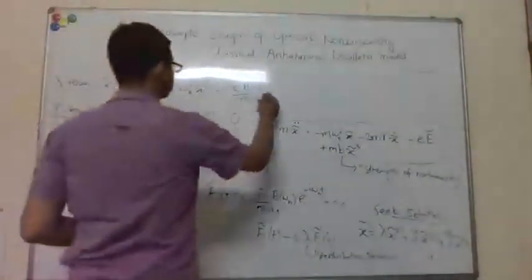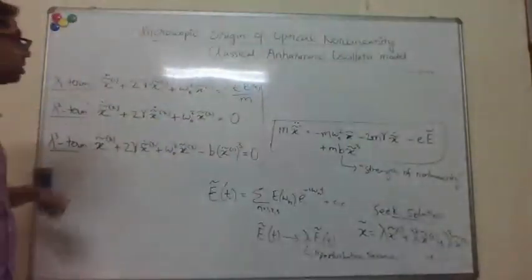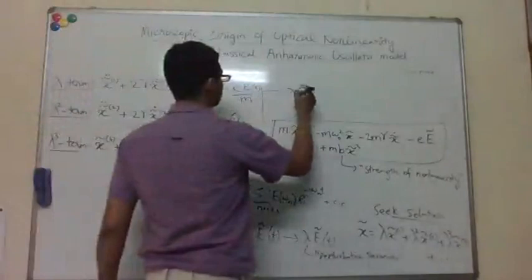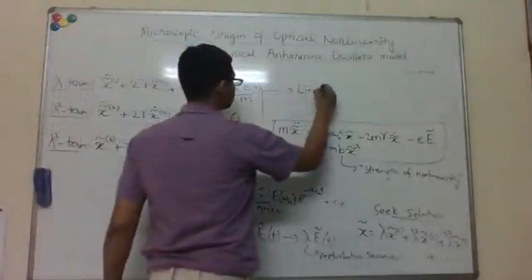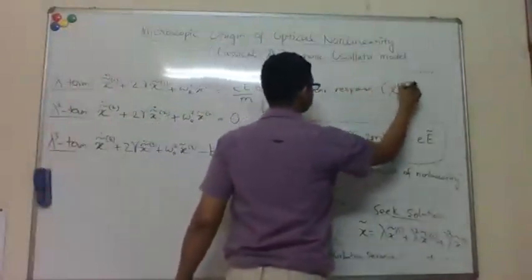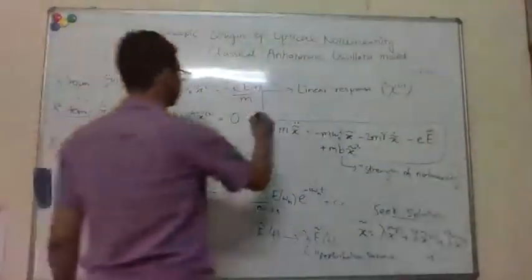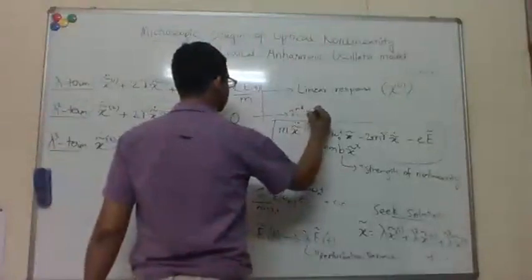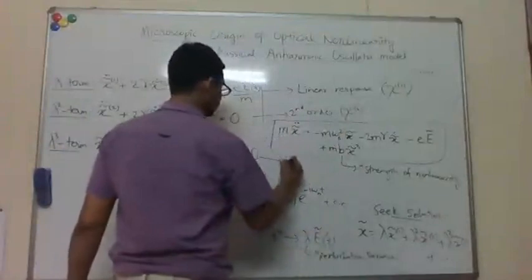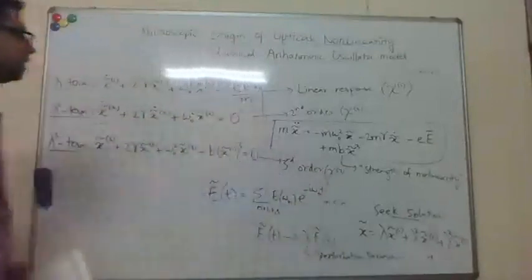So basically we have these three equations which give me the first, second, and third order perturbation solutions. This first one gives me the linear response of the material, or the linear susceptibility. And this will give me the second order response for type 2. And this will give me the third order for type 3.